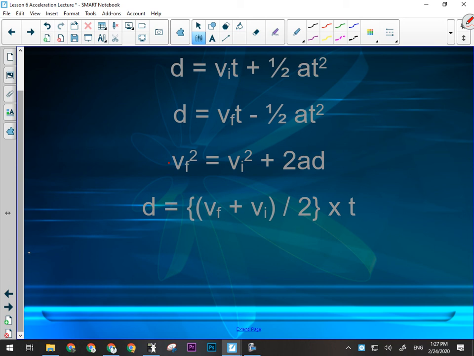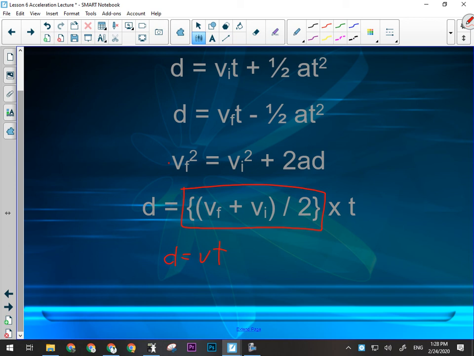Okay, it's calculating average velocity and then multiplying by time. So really, this is just V times T. We don't use that one very often because it makes some assumptions. These other formulas will work whether the acceleration is uniform or not. This one won't. The acceleration has to be uniform for this one to work.